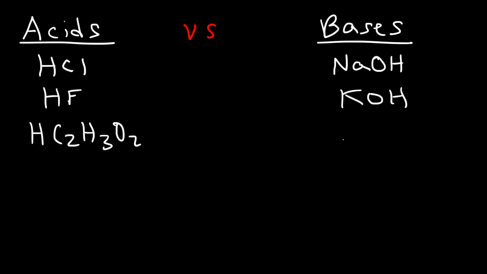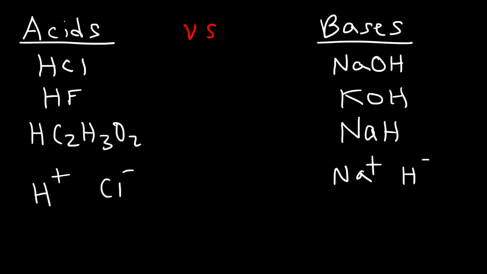If you see a hydrogen next to a metal, like sodium hydride, then it's a base, not an acid. But if the hydrogen is attached to a nonmetal, typically it's an acid. So whenever hydrogen has a positive charge, it's an acid. But if the hydrogen has a negative charge, then it's a base. Acids tend to be positively charged. Bases are usually negatively charged.